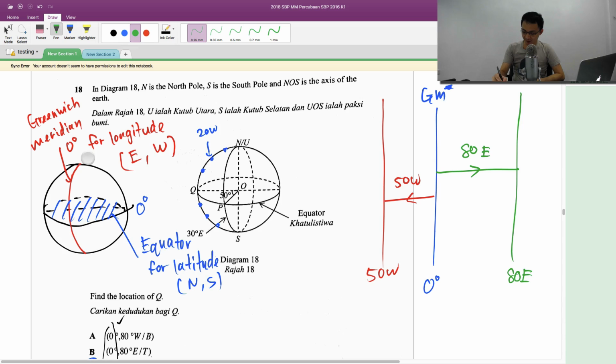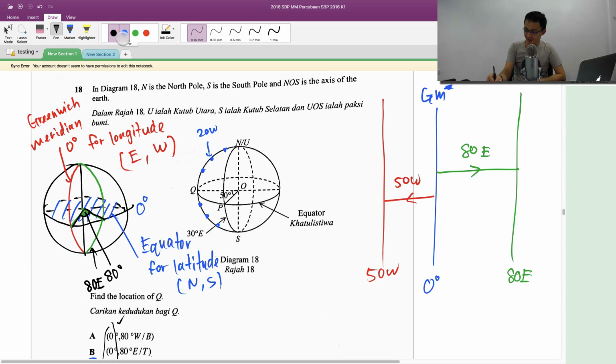So that means let me draw a middle line first. Okay, that means if here to here is 80 degree, the middle here is 80 degree. Do you see the 80 degree? If here is 80 degrees, this is from Greenwich meridian to 80 degree. So the whole green line here we call 80 east.